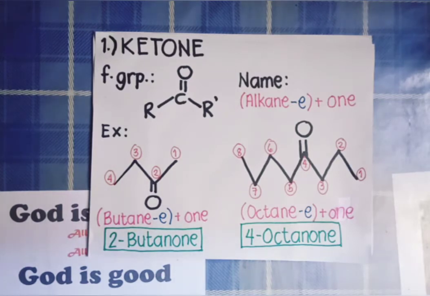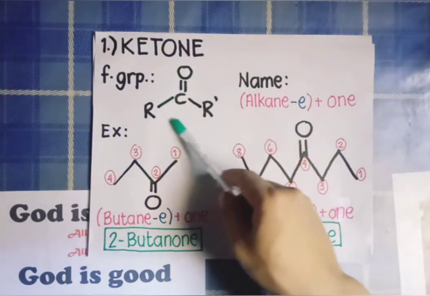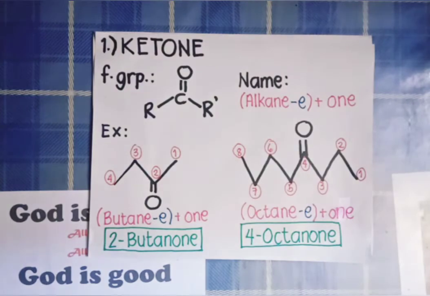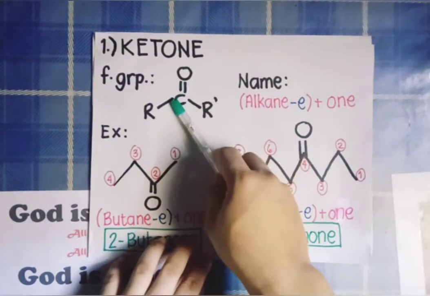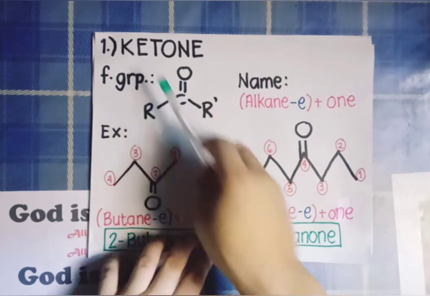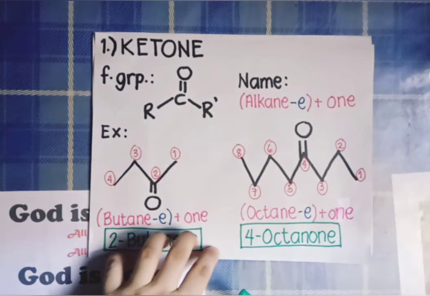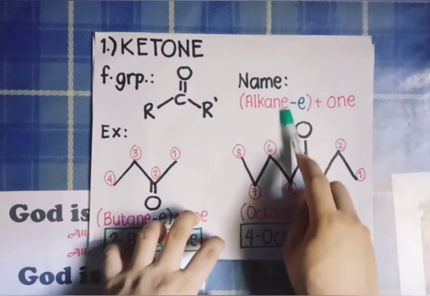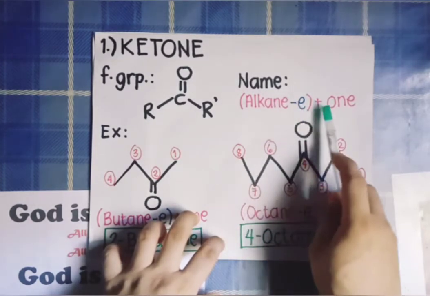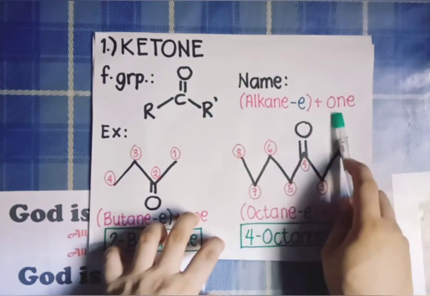Its functional group is just a simple and plain C double bond O that can be found in the middle carbon. Take note that C double bond O can be found in the middle carbon in ketone. Now, the name of a ketone follows the format alkane minus E, we're just going to eliminate the last E in the alkane name, plus -one, the suffix -one.